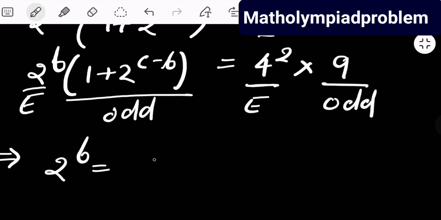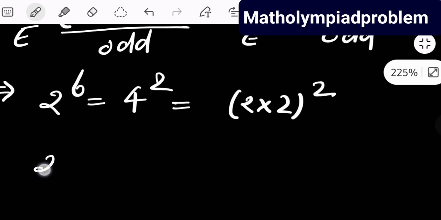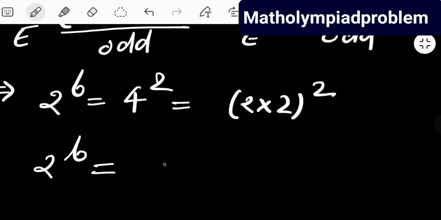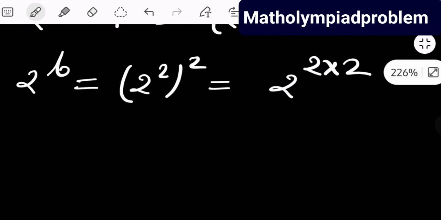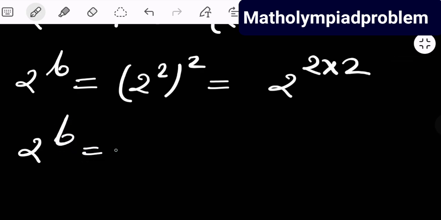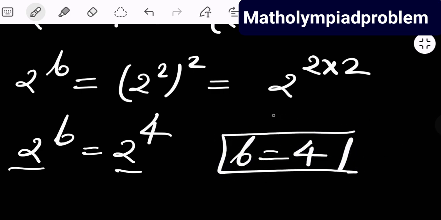2 raised to b is 4 square. 4 square is 2 multiplied by 2 square. It means 2 raised to b is equal to 2 square whole square. Okay. So 2 raised to 2 multiplied by 2. So for b we have 2 raised to b is 2 raised to 4. Now bases are the same. So we get the value for b is 4. So we get a as 2 and b as 4. We get these two values.